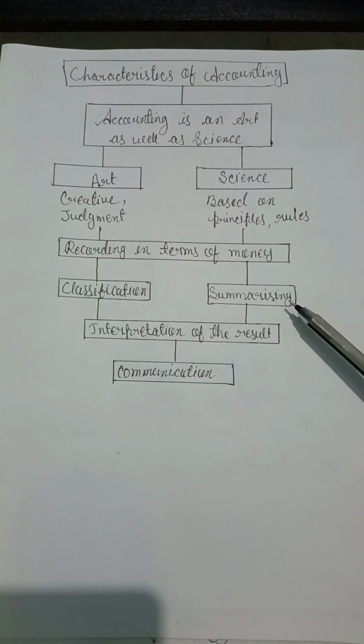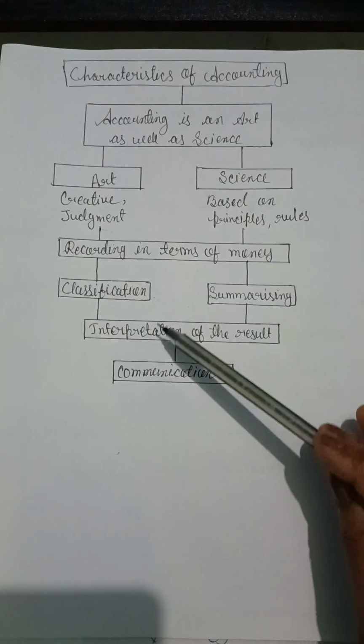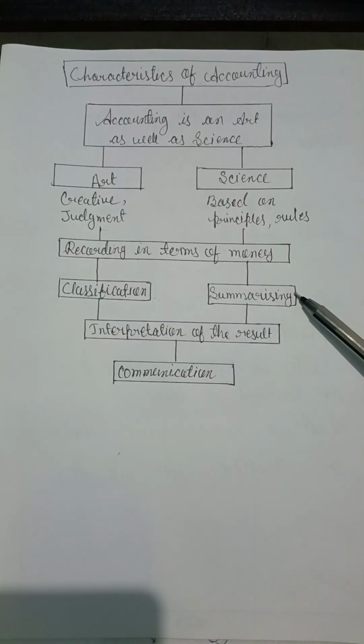After that we are summarizing all the things. Okay, how to summarize? Now I'm not saying, because this is very tough to understand for you, as this is your first class. After taking two or three classes you will understand summarizing better. After classifying we are summarizing all the things, like we are using the trial balance. Because in summarizing the trial balance is prepared to know the mathematical accuracy.